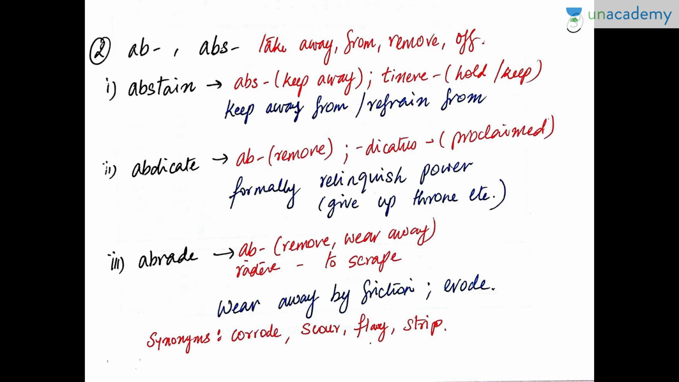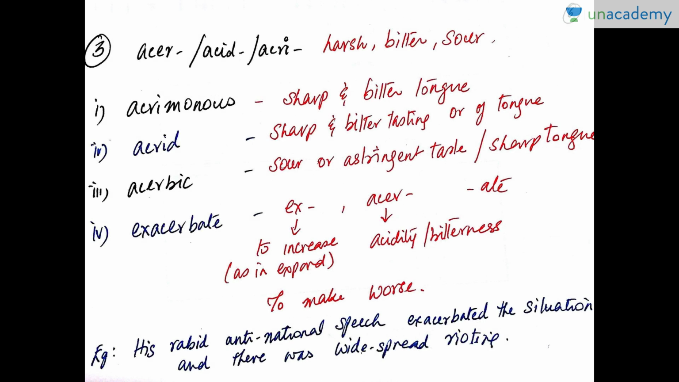So you can start writing down and making notes about these new words that you learn. Now similarly, there is one root called acer. Acer, acid, acri. All of them mean harsh, bitter, sour, like a lemon. So acrimonious, acrid, acerbic, all these are sour and astringent tasting, and they mean a person with a sharp tongue. So they are all synonyms, you could say, in a way.